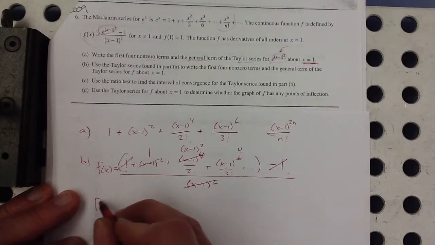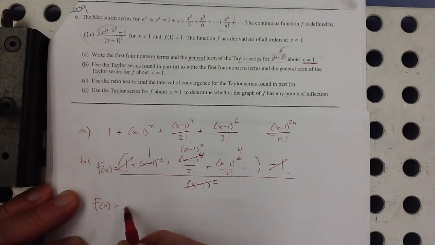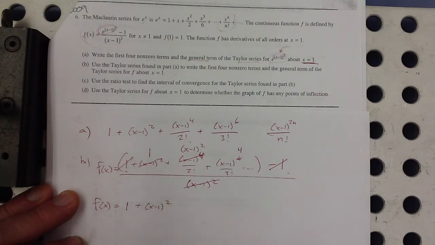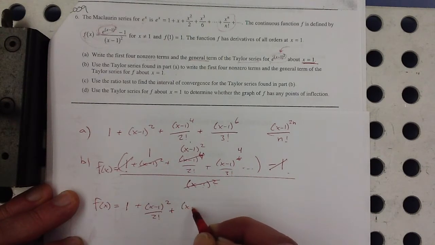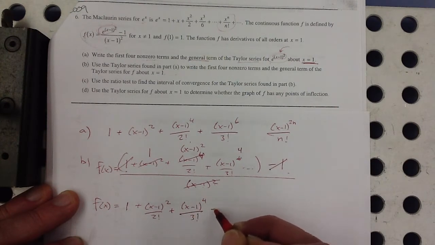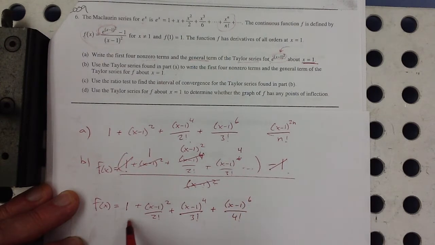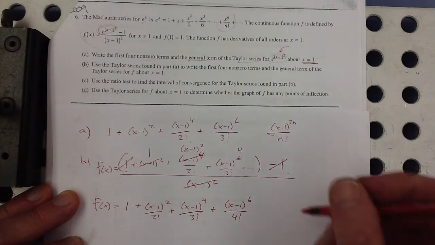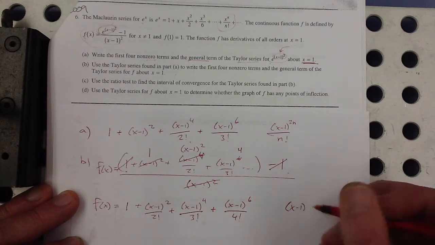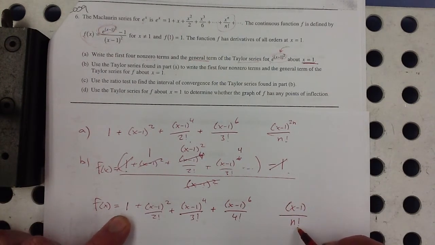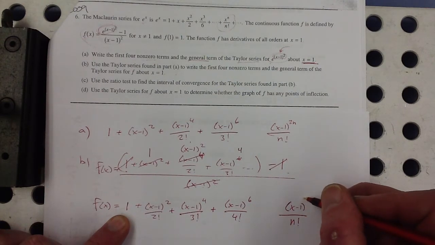So what are the terms? 1 plus x minus 1 squared over 2 factorial plus x minus 1 to the 4th over 3 factorial. You could write out another one if you need to, but I think you can see the pattern. Factorials are ticking up by 1. These are going up by evens. So that's x minus 1 to the, I'm going to call this n factorial on the bottom, starting at 1. And that means that this was to the 2n.